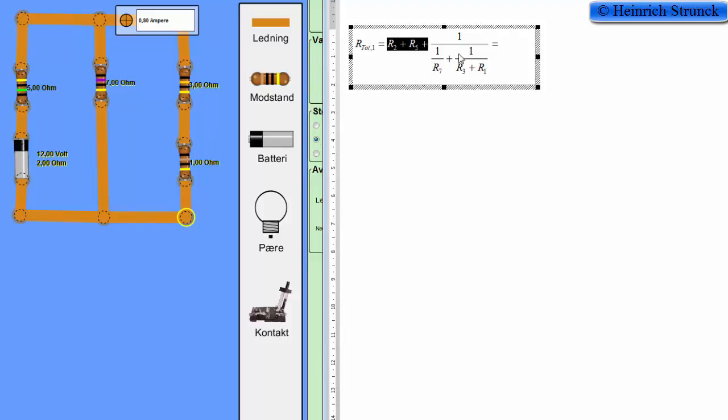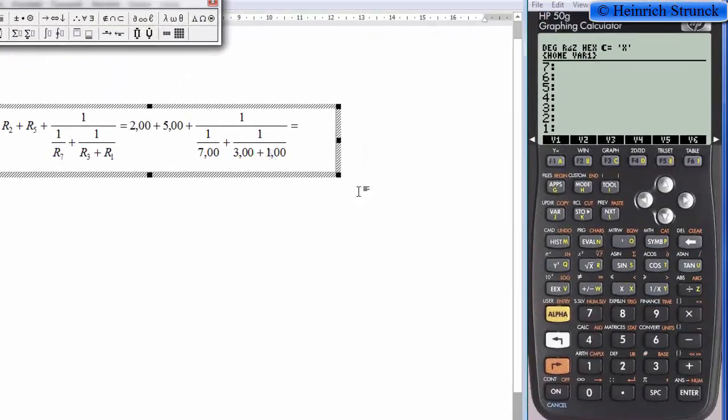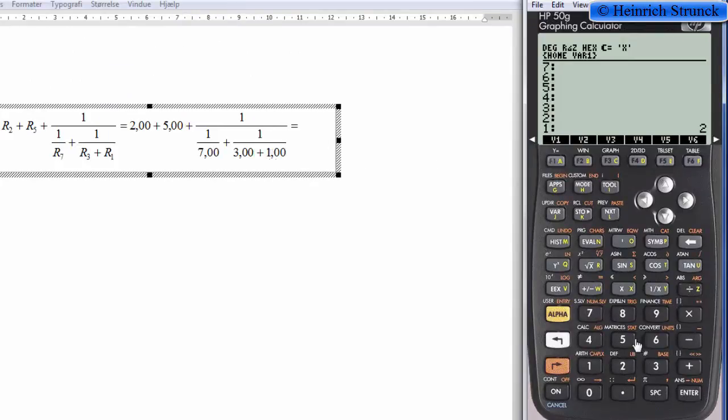We can put in the numbers and get the result, and use a calculator. 2.5 plus 1 divided by 7, and 3 and 1 have to be added together, and 1 divided by 4 is 0.25. We have to add these two numbers, and 1 divided by this number, we get 2.55 ohm for the parallel connection. And in total we get a resistance of 9.55 ohm. We store that in number 1.